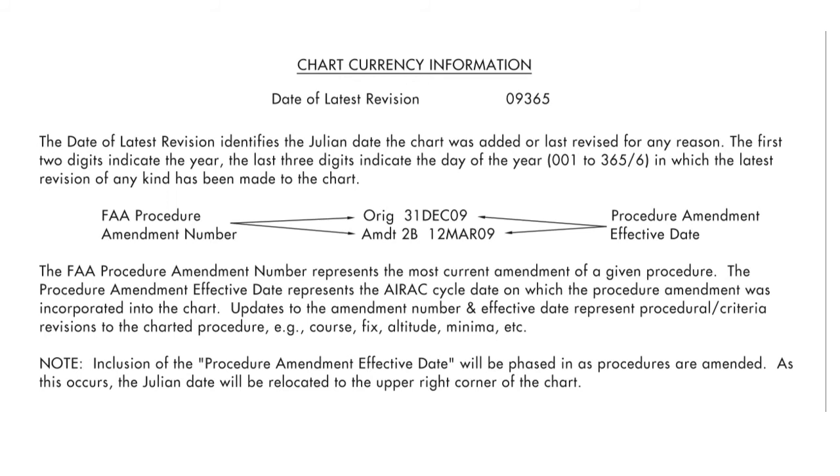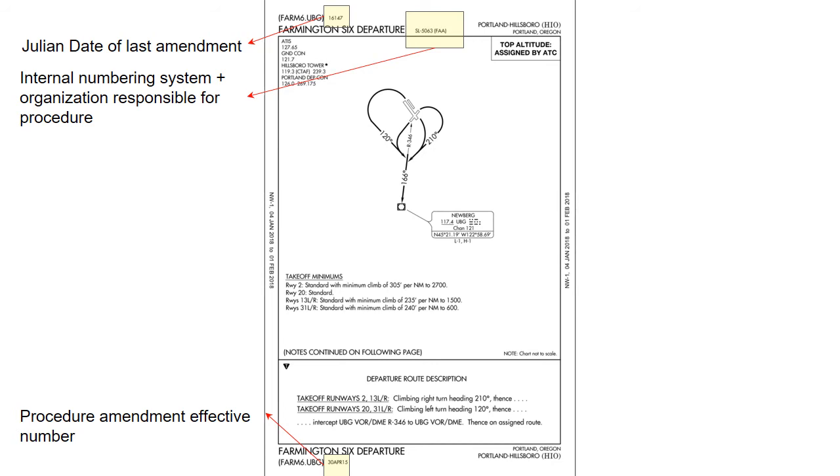The first two digits in a Julian date are the year, and the last three indicate the day of the year. It will begin with 1, obviously, and go to 365 or 366 if it's a leap year. There are also amendment numbers and dates to help you verify you're looking at the current one. If there are two pilots, they should always cross-check these. On the SIDs, you'll find them here at the top and the bottom of the plate.